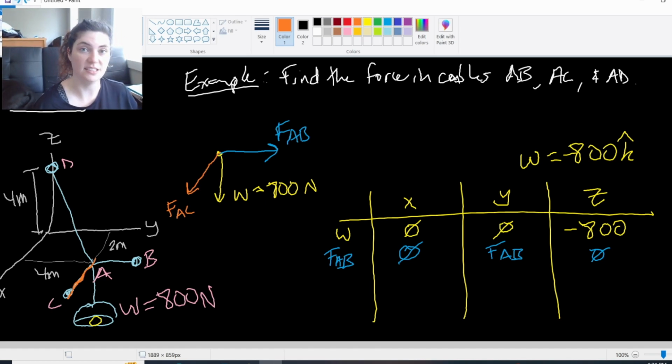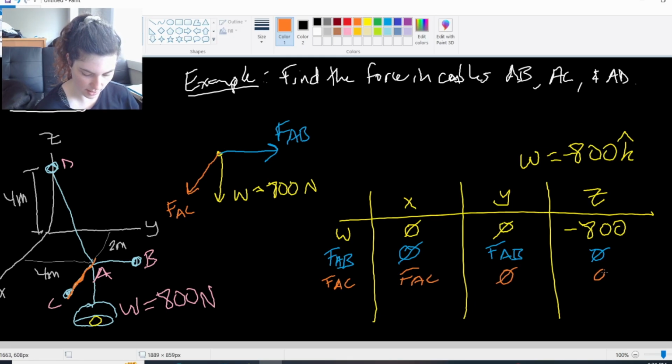Anyway, so FAC is entirely in the positive x direction, right? It's pointing in the positive x direction. So if I put it in my table here, FAC entirely in the positive x direction, right? Nothing in the y, nothing in the z.